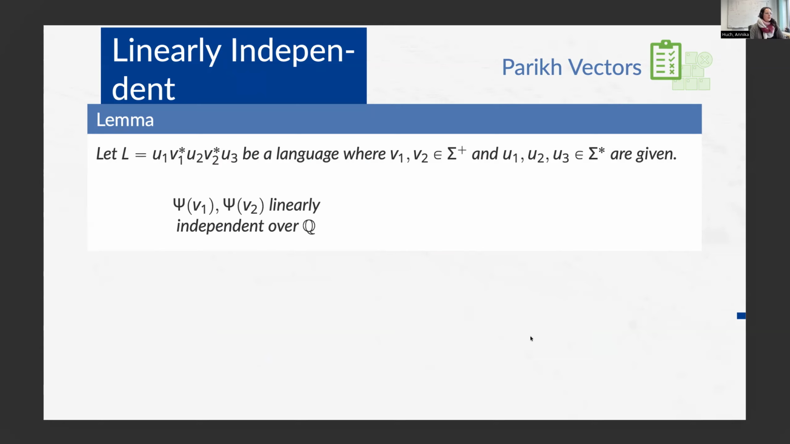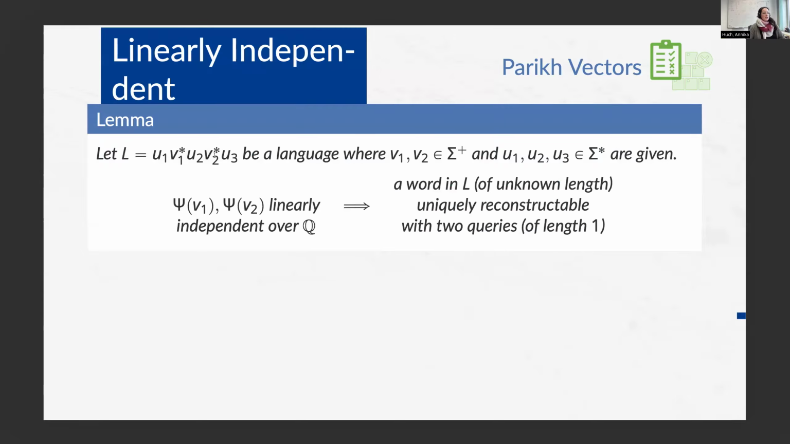Okay. So the first result we got there was: we have a language and we have those coefficients given. Then if the two Parikh vectors of V1 and V2 are linearly independent over Q, then we get that we can uniquely reconstruct any guess word in the language with two queries. And both of the queries are of length 1. So let's have a look into this.